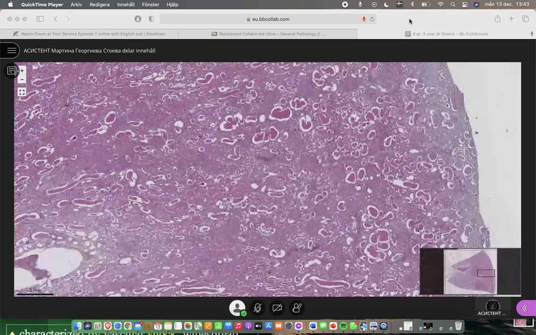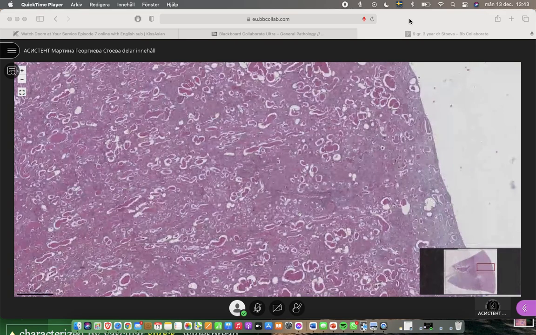For the cortex, it's a little bit more difficult to find the glomeruli, although if you use the medium to higher magnification, you can find some round structures which are exactly the glomeruli. Although we can't see the Bowman space, these are still the glomeruli. We can find their roundish outlines.